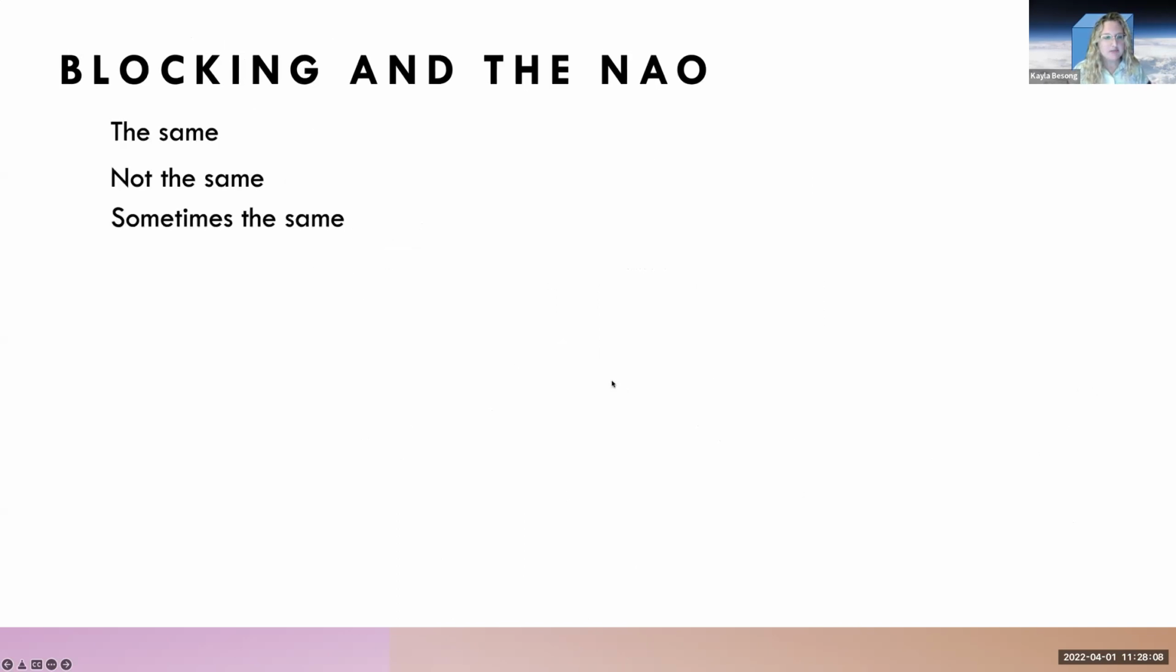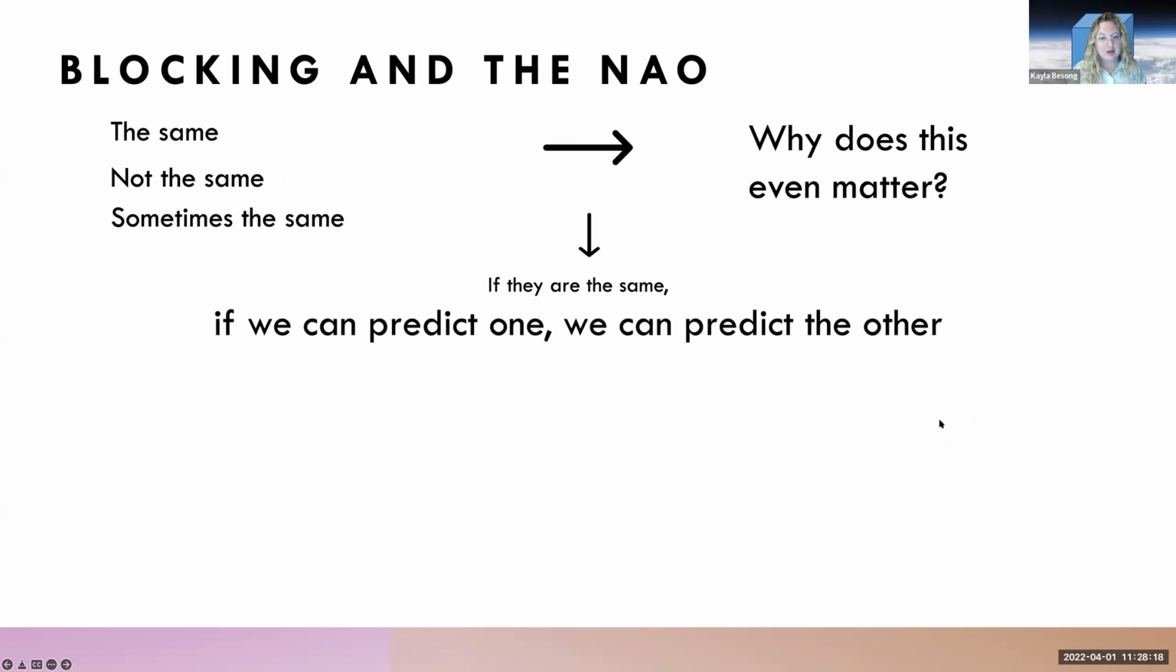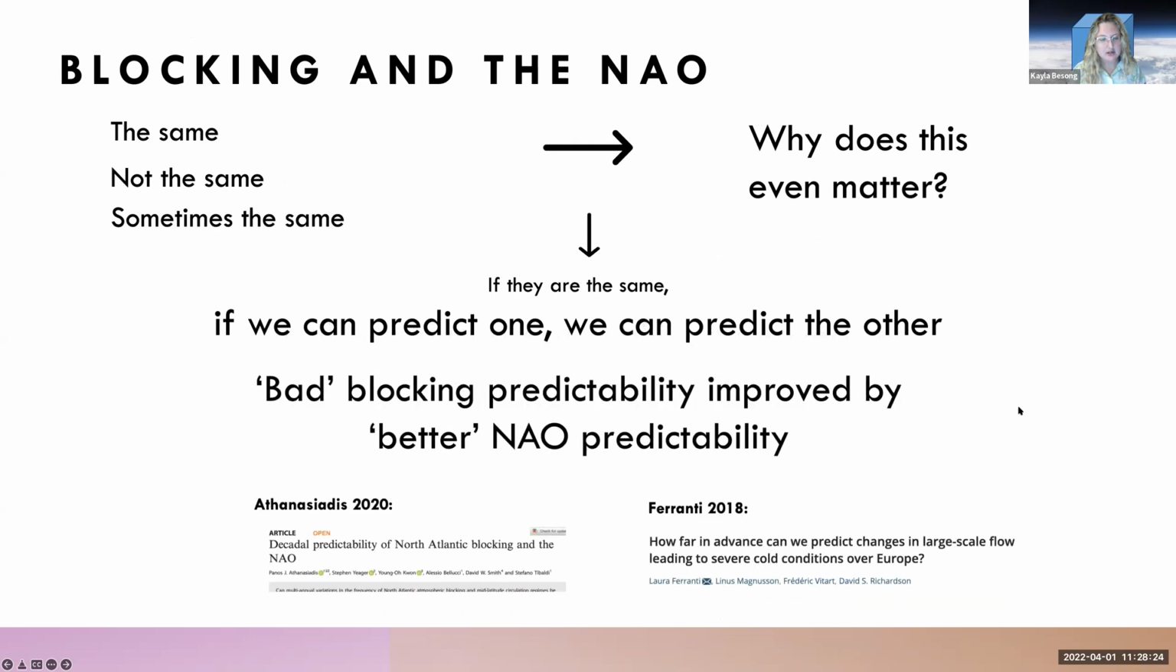So really, blocking and the NAO are the same, not the same, and sometimes the same. And why does this even matter, other than it really just being my quarter life crisis? Well, if they are the same, if we can predict one, we can predict the other, right? And so this is the idea where we can improve the predictability of blocking through NAO predictability. And this idea was applied at both decadal and subseasonal timescales successfully.